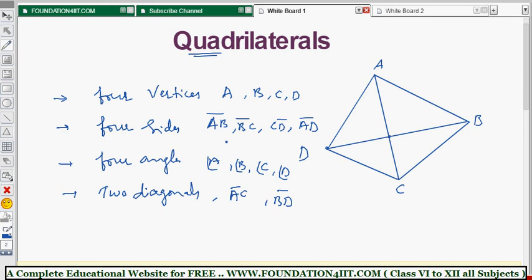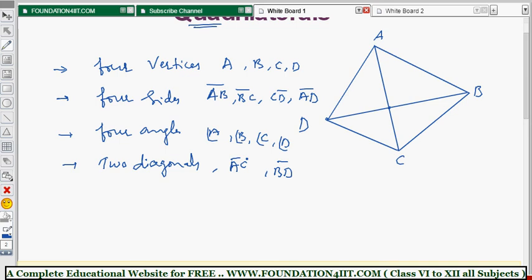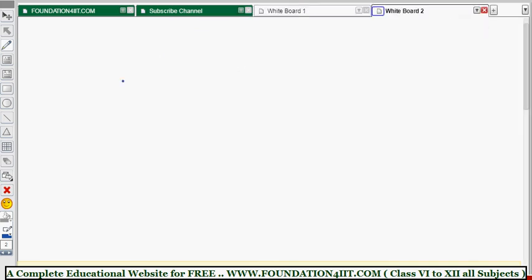Now we'll see what adjacent sides, opposite sides, adjacent angles and opposite angles are. So let me take another quadrilateral, we can take anything.